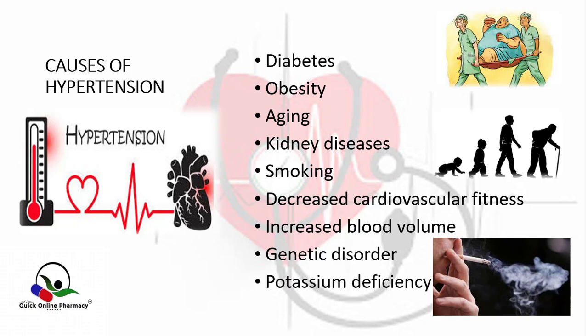Then potassium deficiency. Potassium attracts water back into the blood to a lesser extent. And remember, when too much water is attracted back into the blood, it will increase the volume of blood, which will increase what? Blood pressure. So unlike sodium ions, potassium ions have a lesser extent of attraction of water back into the blood.